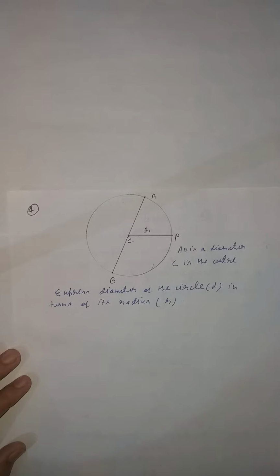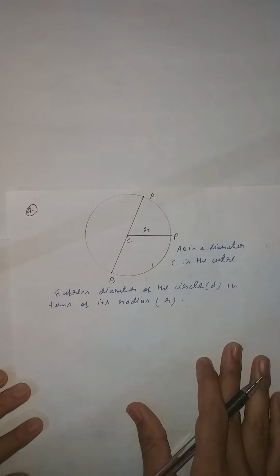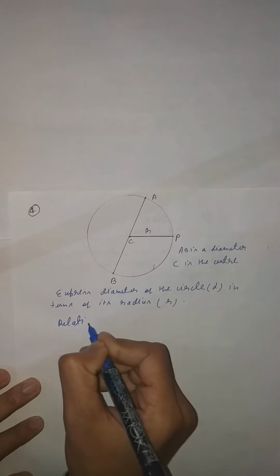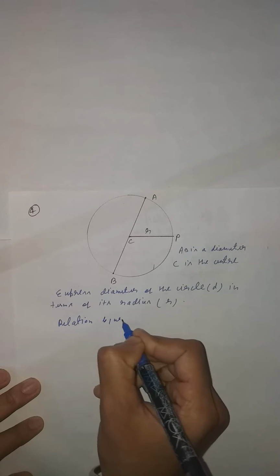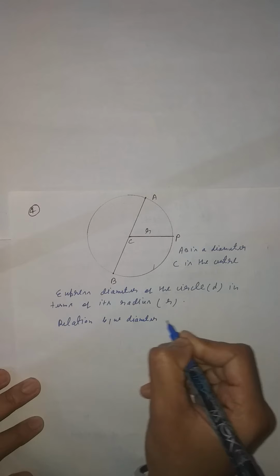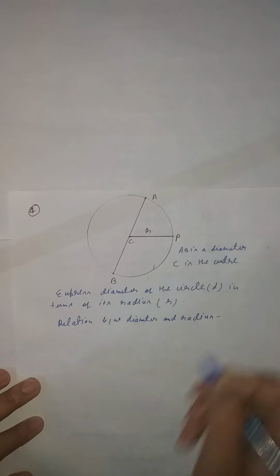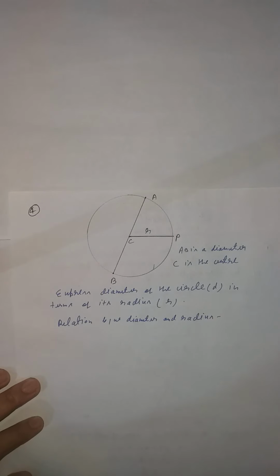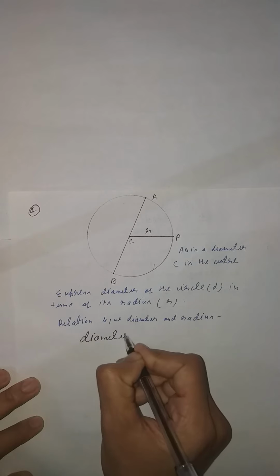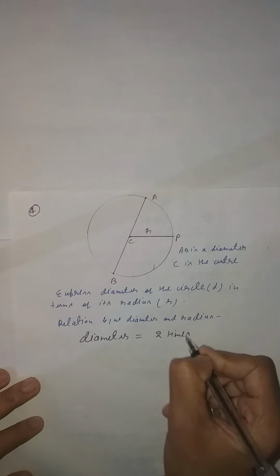Now you know that student, what is the relation between diameter and radius? Clear student? Relation between diameter and radius. What is the relation, student? You know that diameter is equal to 2 times radius.